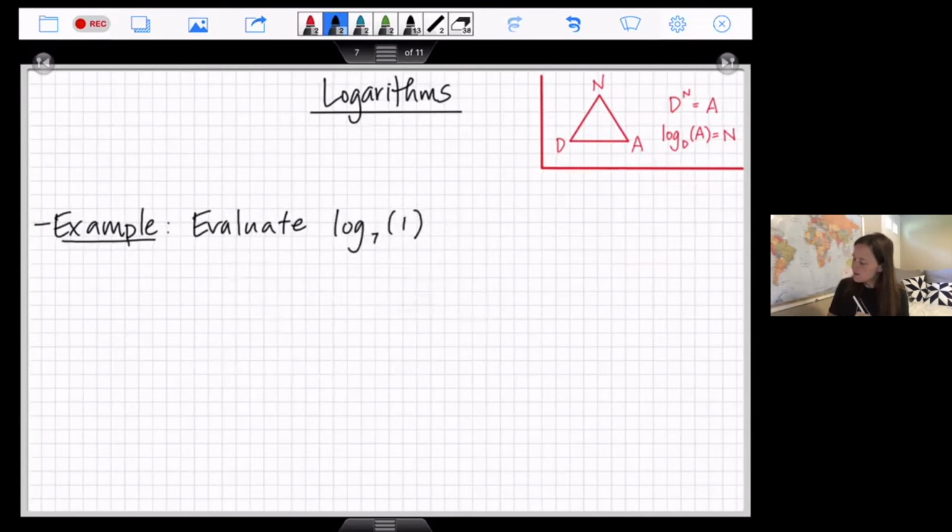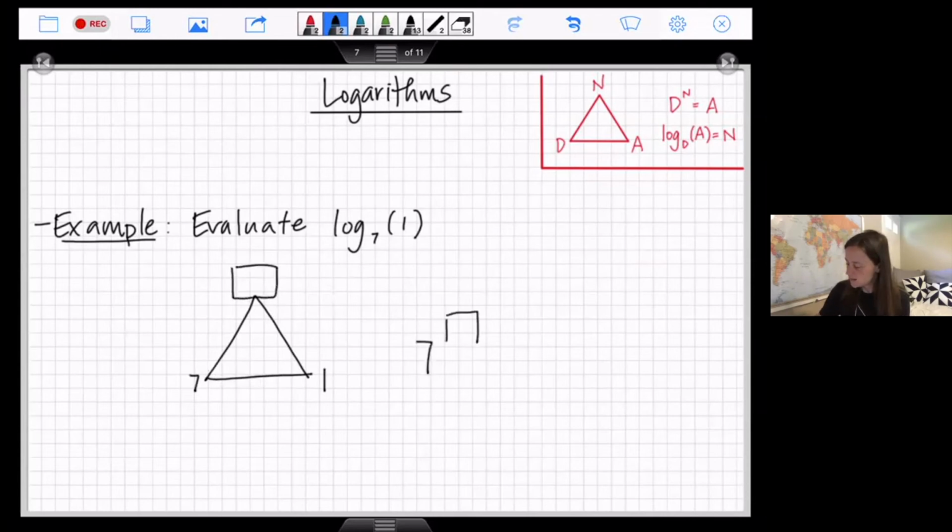All right, how about log base 7 of 1? Let's draw our triangle. So the base goes on the left, the argument goes on the right, and we're looking for what exponent we need. Okay, so again, if it helps you to put a blank there, we would say 7 to the what equals 1. And it actually doesn't matter that that's a 7. The exponent you need on anything to give you 1 would be 0. 7 to the 0 equals 1. So that's the value of this logarithm.